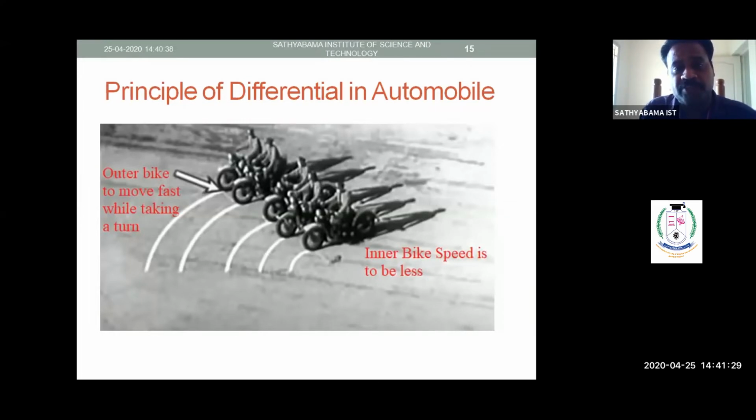For example, 5 persons are riding bikes abreast. If you see the outer bike, that person has to move fast while taking a turn, correct? Whereas the innermost person can take the turn with less speed. Why? Because the angular velocity remains the same. We know that the velocity of the bike is equal to W into R, where W is the angular velocity and R is the radius of curvature. If you want to take a left turn, the right side person has to move through more radius, correct? If you are not doing like this, definitely skidding will happen.